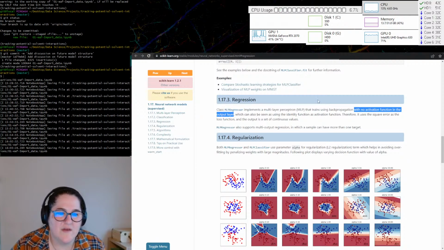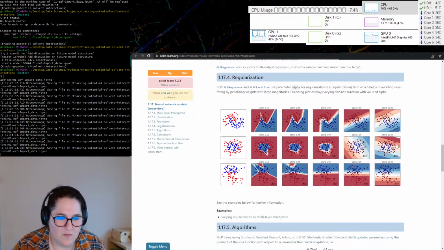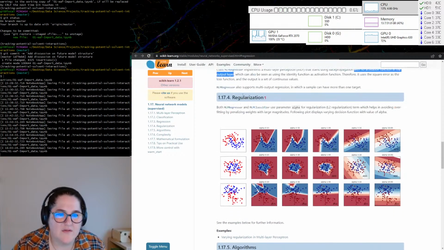So we're going to open this up, because this is regularization, and it talks about this parameter called alpha, which uses L2. So this is information about our lasso, which helps in avoiding overfitting by penalizing large magnitudes. Okay, cool. So we do want to use an alpha layer.